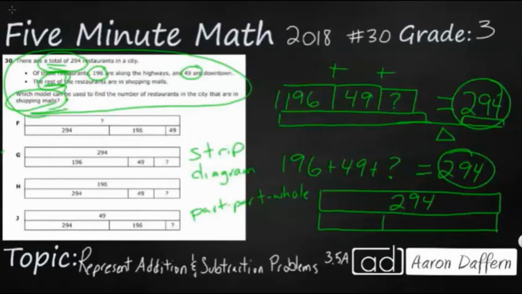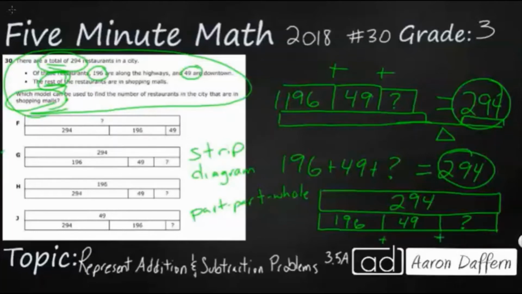Sometimes they try to make them proportional. Sometimes they don't. I'm not going to worry about it this time. I'm just going to say 196, 49, and then question mark. When I draw it like this, I don't have to include the plus signs because the strip diagram shows you that the connecting bars are automatically plus signs.